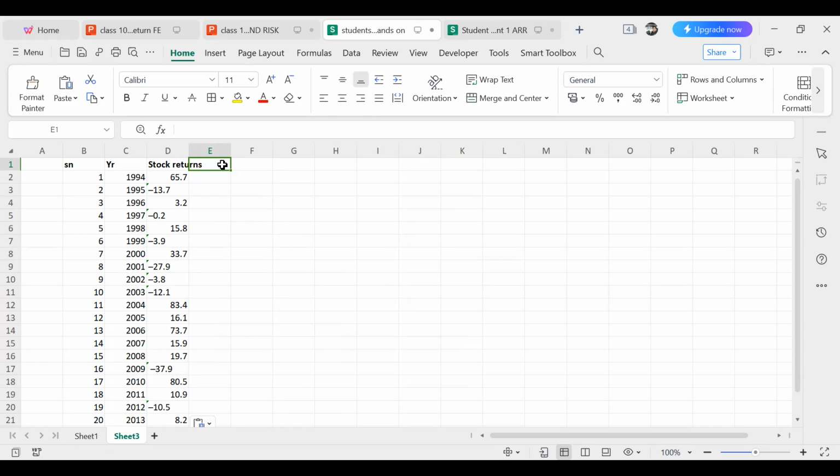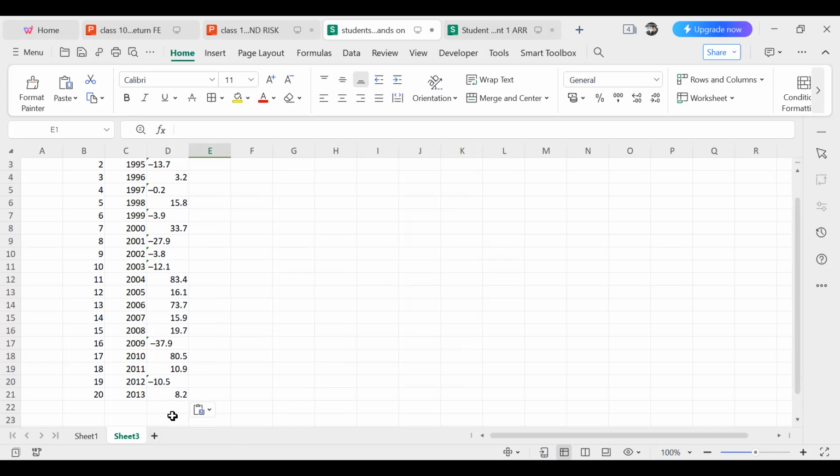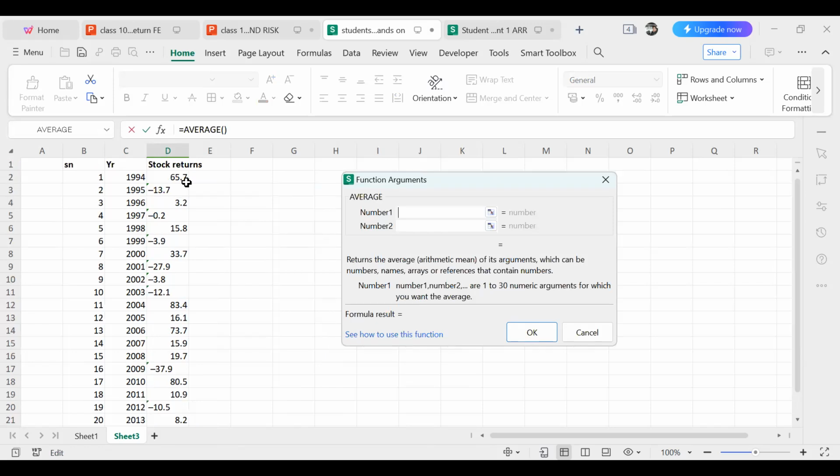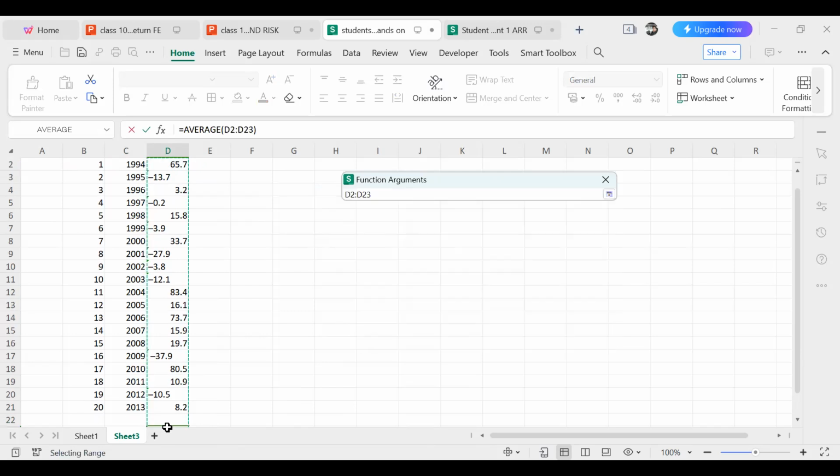Calculate the average rate of return. So what is the average rate of return? Simply take the summation and average. You can just select the average function, then select this information, simply drag, and you get your values.